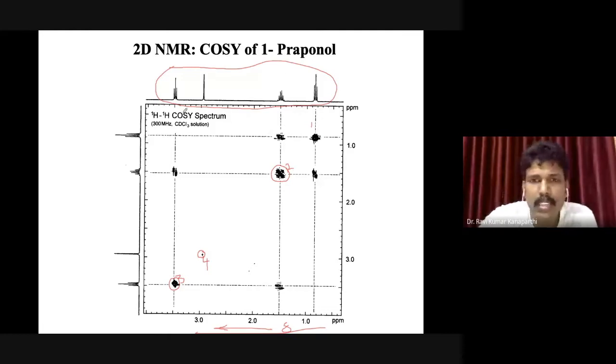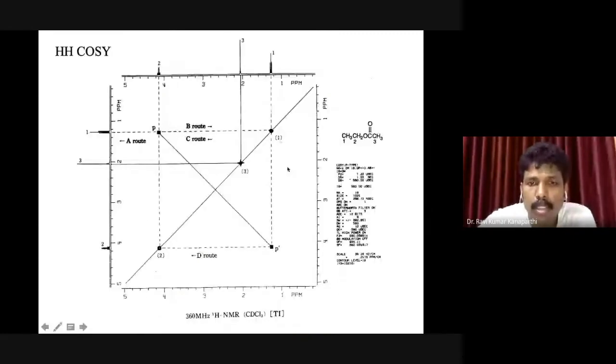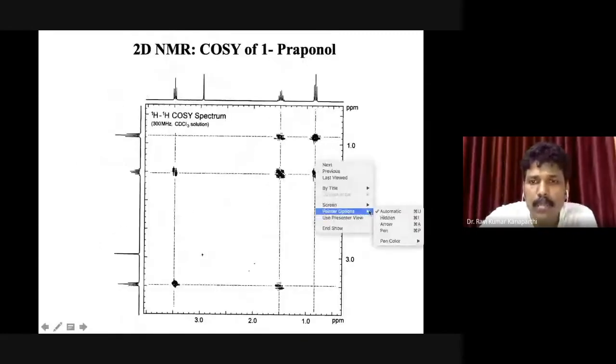Now you can see, you take any two diagonal peaks, and then see whether there is a cross peak or not. If there is a cross peak, then we say there is a correlation. Otherwise, we say there is no correlation. You can see here that this is 1 and 2 I am taking. These two peaks I am taking, and there is a cross peak. Just draw one line here, and you can see there is a nice correlation between 1 and 2.